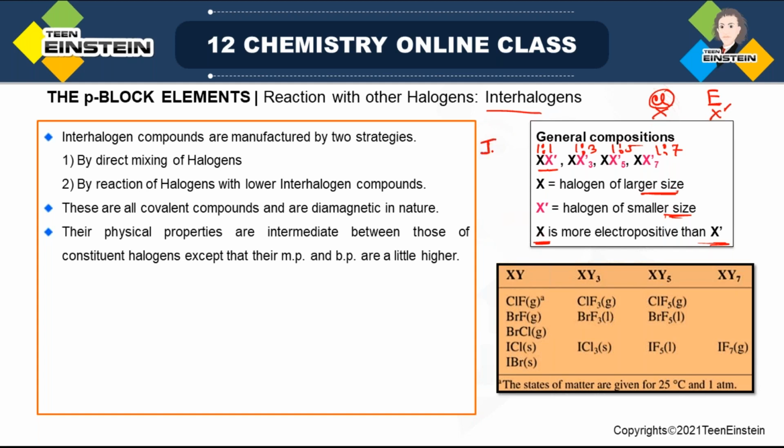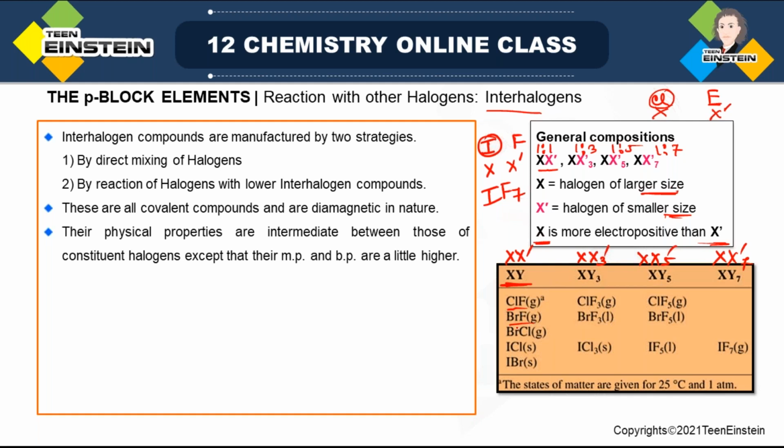Similarly, if you have I and fluorine, then I will be X, F will be X', and I will be the central atom. And suppose the molecule is IF7, that means iodine is the central atom and 7 fluorine are surrounding the iodine, which is central. So for different categories, that is XX', XX'3, XX'5, XX'7. So under the first type, we have all these examples.